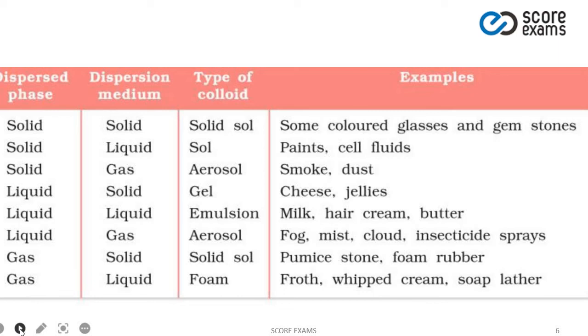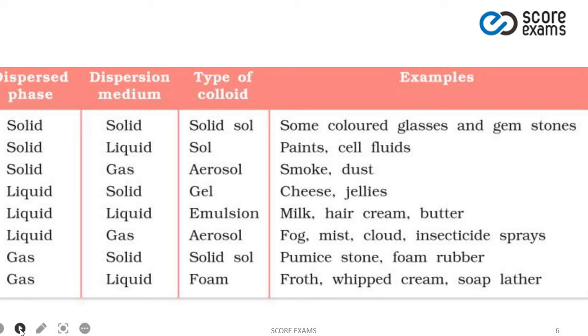When the dispersed phase is a liquid and the dispersion medium is a gas, then it is known as aerosol. Fog, mist, cloud, insecticide sprays. These are examples of aerosols. When the dispersed phase is a gas and the dispersion medium is a solid, then it is known as solid sol. Pumice stone, foam rubber are all examples of the solid sols.